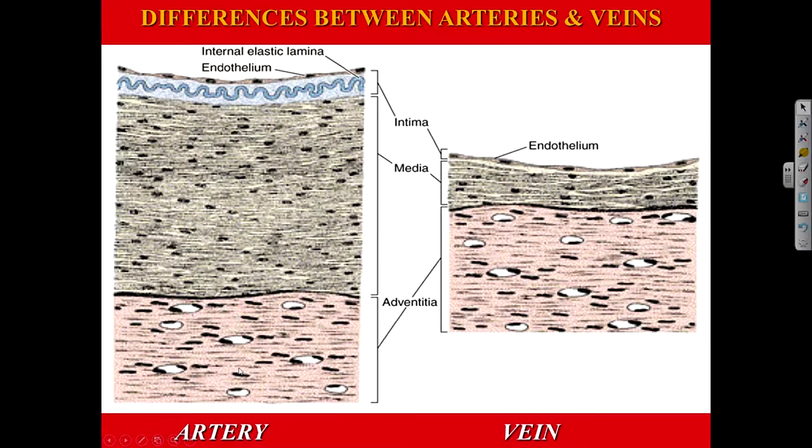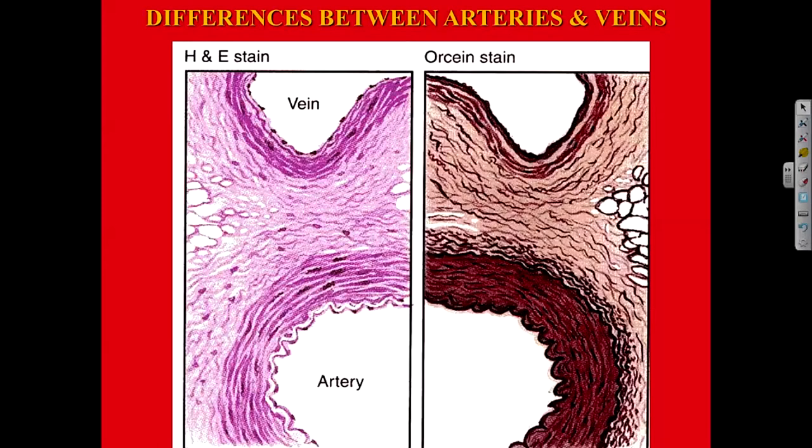That helps you to identify them in some cases. So you can see that here in these histological sections, H&E, and the same section stained with an orcein stain. This shows you an artery at the bottom and a vein at the top. And this actually is a very useful slide because quite often arteries and veins go as companions. So you may have an arteriole and a venule. They'll be next to each other. Or an artery and a vein of similar size go next to each other.